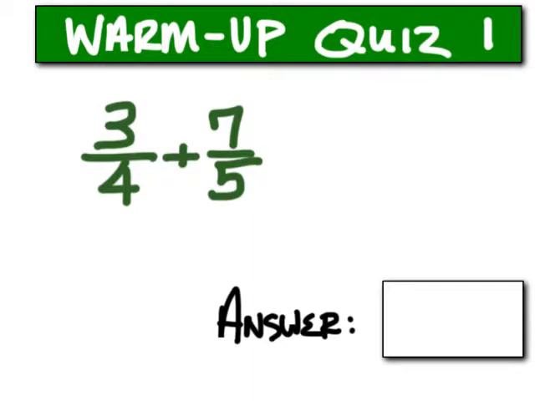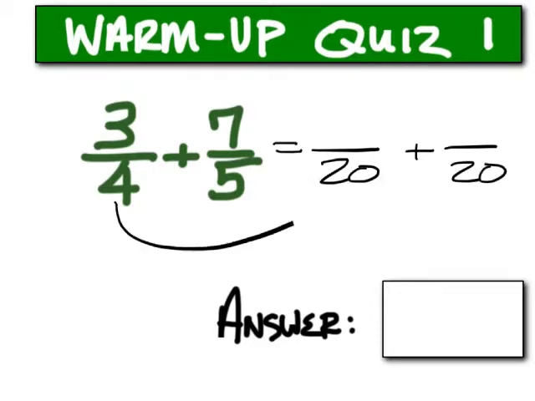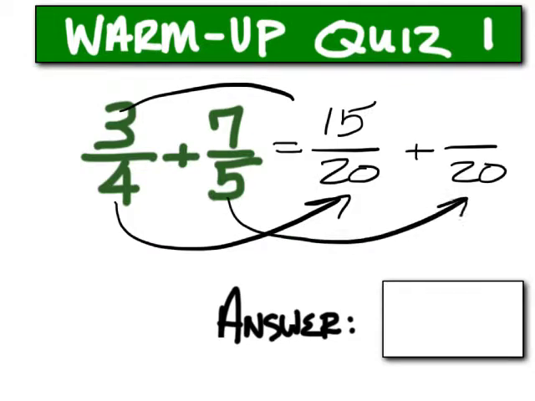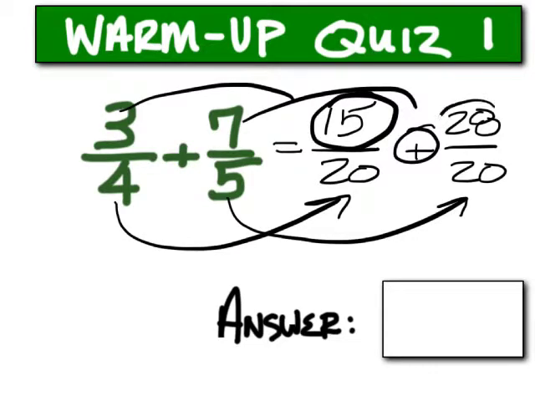The solution for this one is to find a common denominator of 20. And 4 must be multiplied by 5 to get 20, so 3 times 5 is 15. 5 times 4 is 20, 7 times 4 is 28. 15 plus 28 is 43. 43 over 20 is the answer.